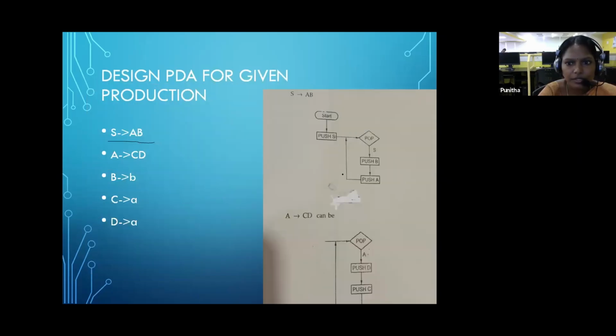In this first production, look at the diagrammatic representation. What they are doing: first they push S into the stack, pop out S from the stack, then push the element B and push the element A. These are all the processes they are doing for the production S tends to AB. The same thing we should handle for the ID representation also. First, what we have to do is the push operation.